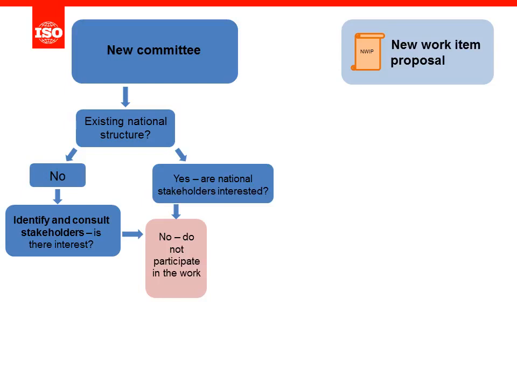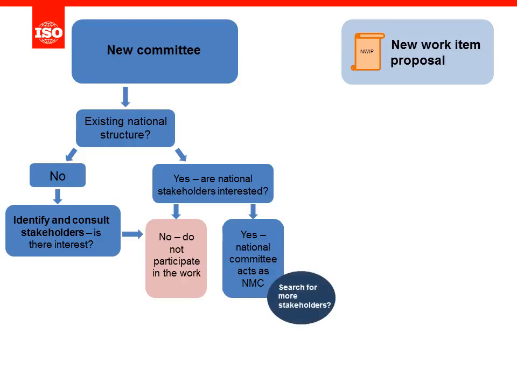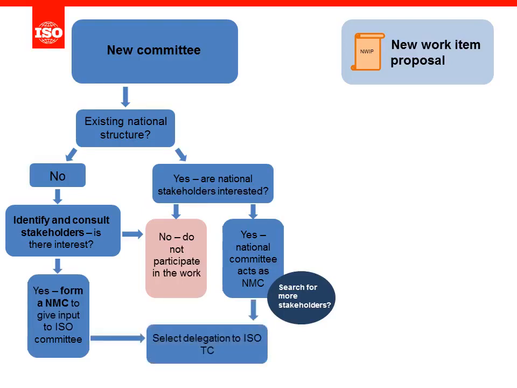If you have an existing structure and the stakeholders indicate that they are interested, you can use the existing structure as your national mirror committee. This is a committee that reviews the work of the ISO committee in your country. Even if this is the case, however, you may still have to seek additional stakeholders. If you have no national structure and the stakeholders you consulted indicate an interest, then you should form an NMC. In both cases, whether through a new or existing structure, these would select national delegations to the ISO committee.